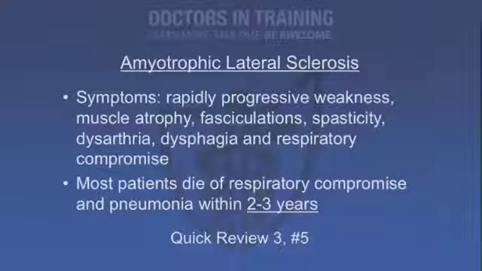So it's a rapid problem, and then most patients die of respiratory compromise and pneumonia within 2 to 3 years. So really, really sad if you get diagnosed with this. It's just a progressive weakness over time. Now, in most cases, patients will maintain their cognition, so they'll be pretty aware of what's going on. Occasionally you can get some dementia with it, but most of the time also they'll have control over eye movements, but it's the respiratory compromise that eventually will kill them.